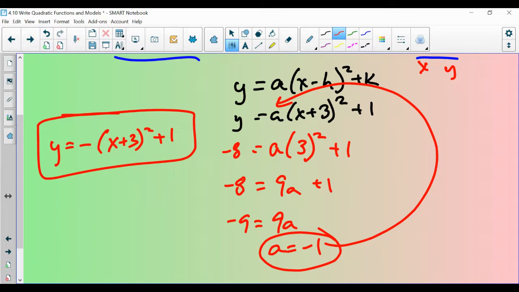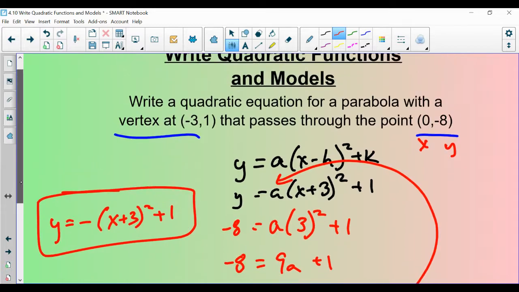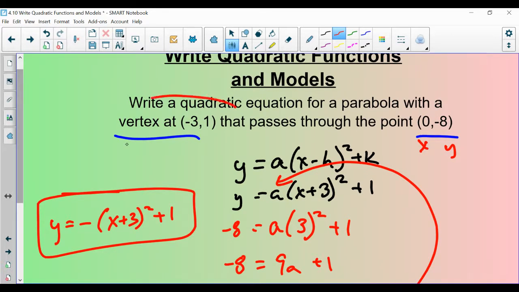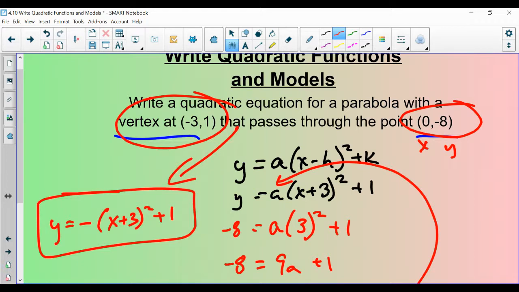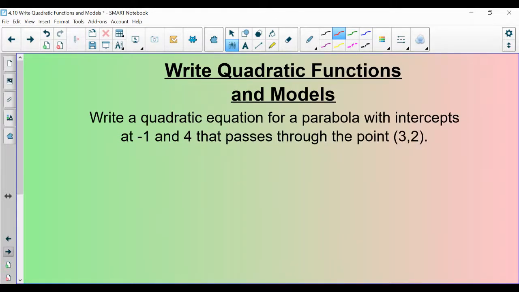So that is one of the types of questions that I could be asking you. Remember, what I did was I gave you the vertex, and I gave you a point, and I expected you to write a quadratic equation with that. The other type of question from this section is not going to be me giving you the vertex, but instead I'm going to give you the x-intercepts. If I give you the x-intercepts, that's an indicator to you that it's going to be intercept form that you would use.